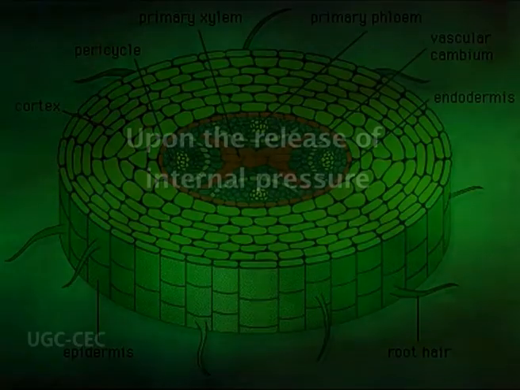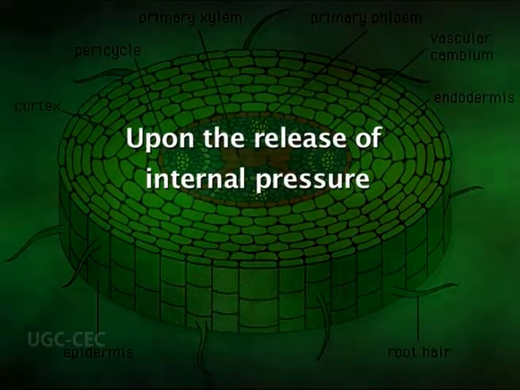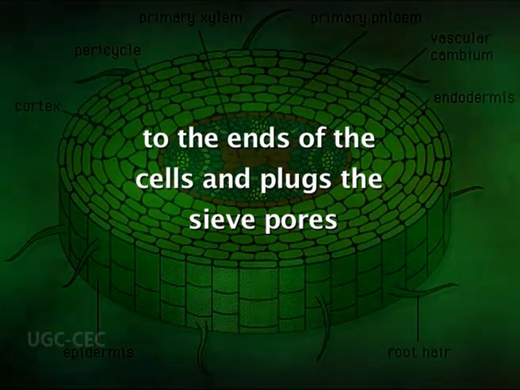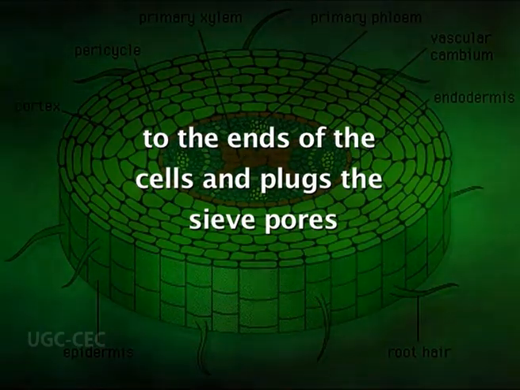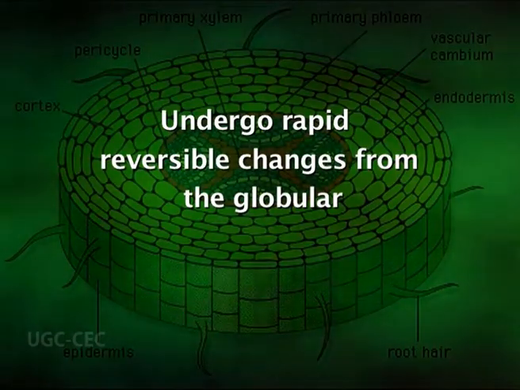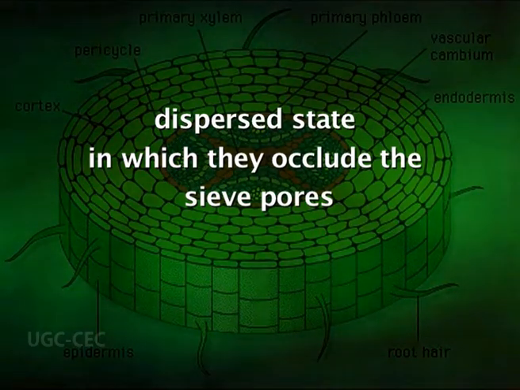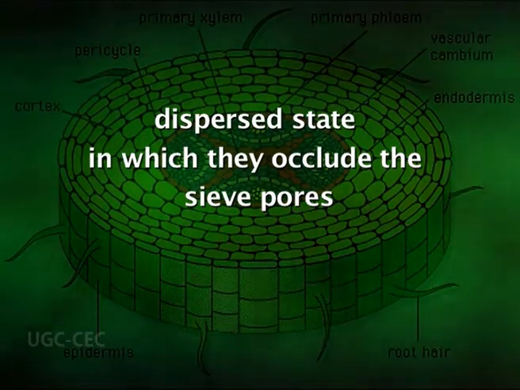Although the function of P protein in sieve elements is not fully understood, it has long been observed that upon the release of internal pressure, the P protein moves suddenly in the direction of the pressure release to the ends of the cells and plugs the sieve pores. It has been shown recently that P protein crystalloids in legumes can undergo rapid reversible changes from the globular to the dispersed state in which they occlude the sieve pores.